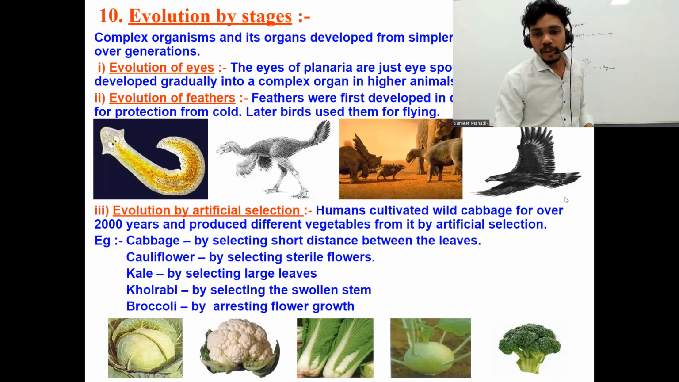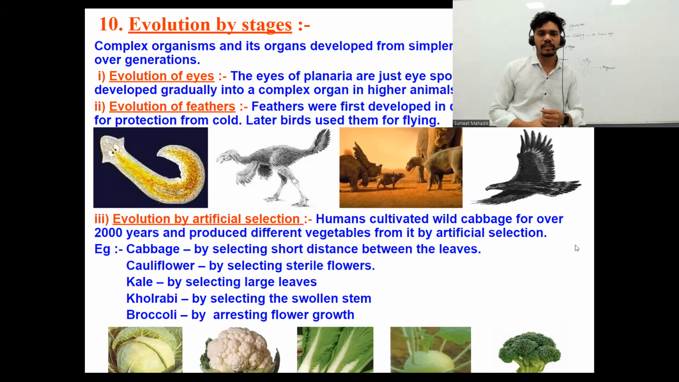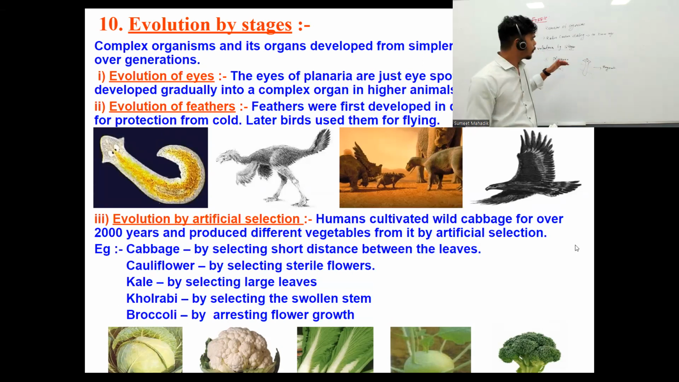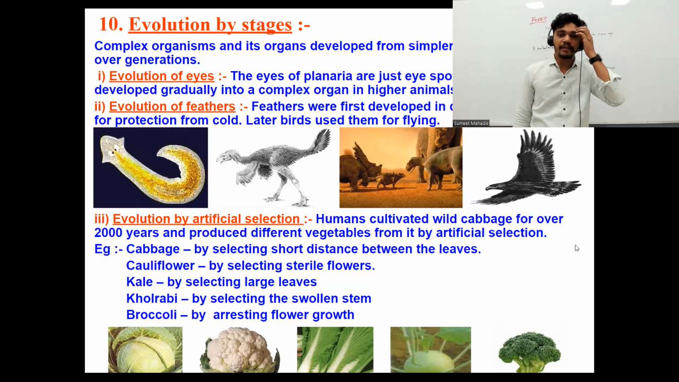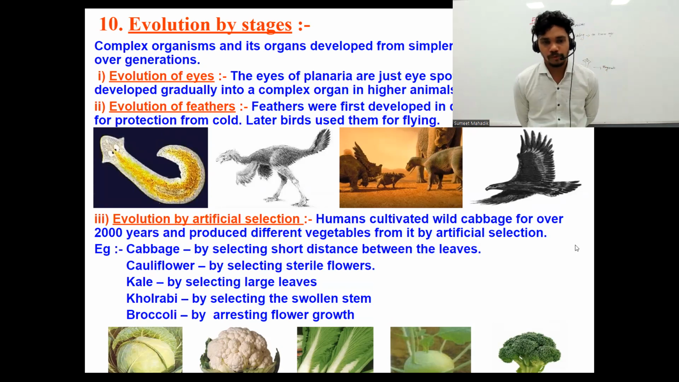Okay. Now evolution is by artificial selection. What is artificial selection? Does anybody know artificial selection? We talked about the eyes of planaria, feathers in dinosaurs. Now evolution by artificial selection. Humans cultivated wild cabbage for over 200 years and produced different vegetables from artificial selection.